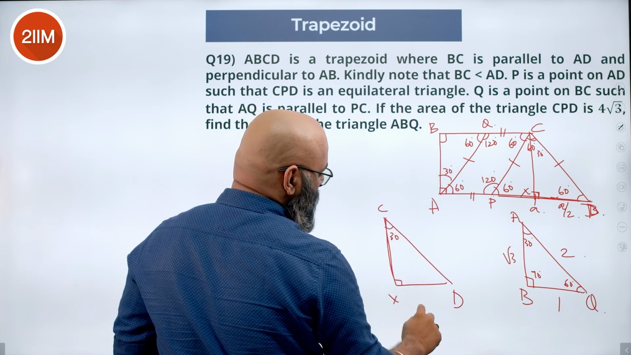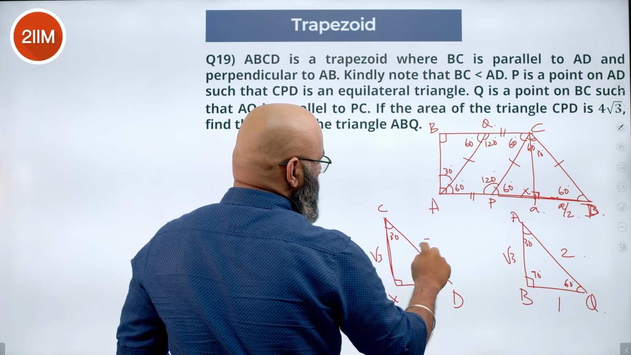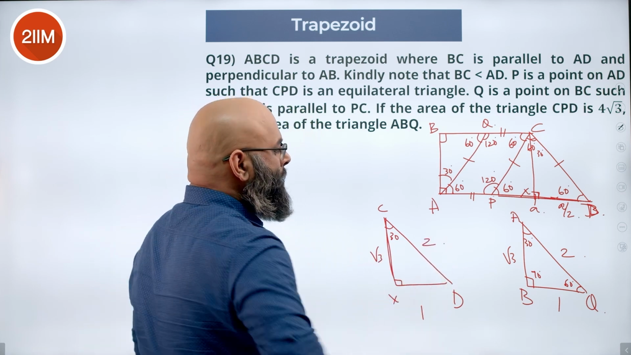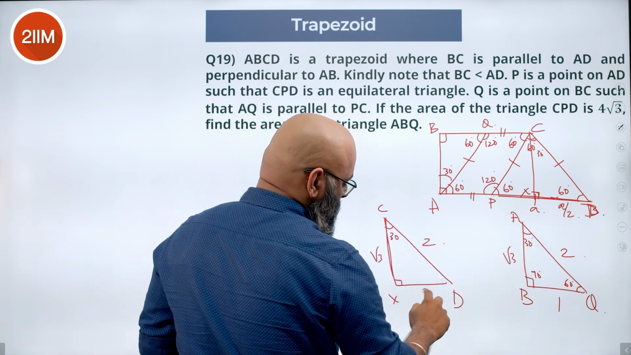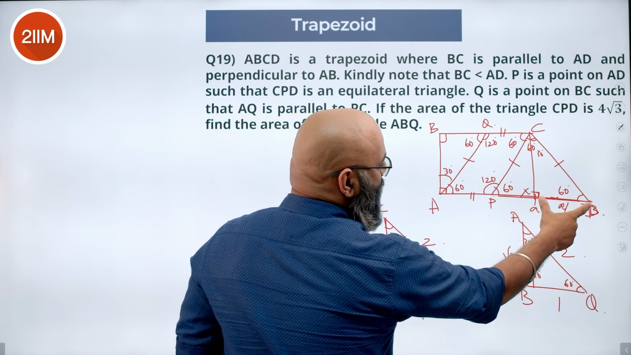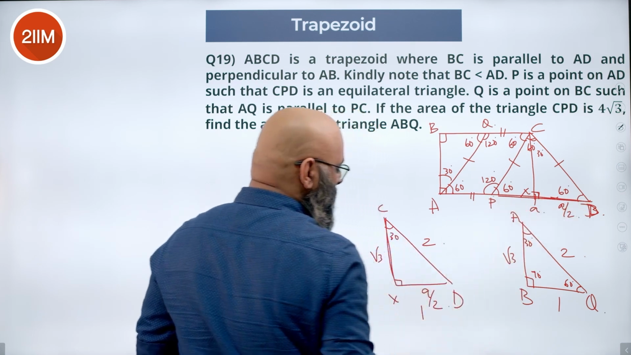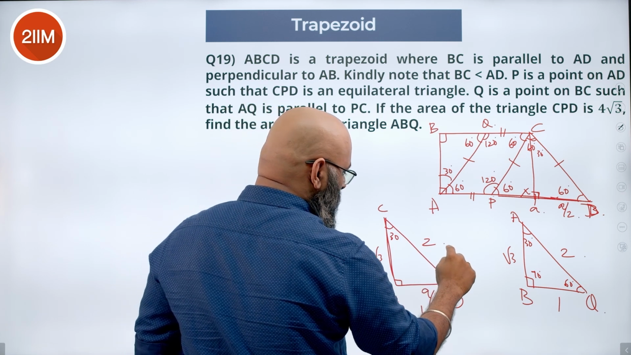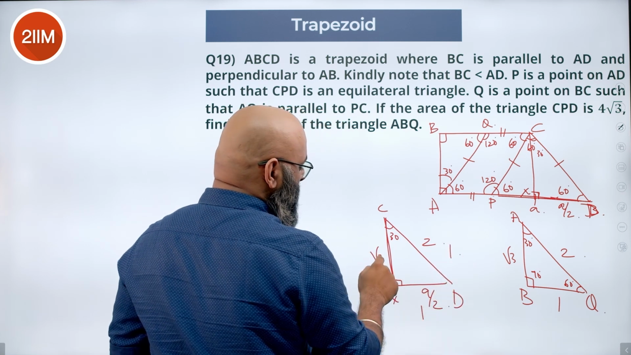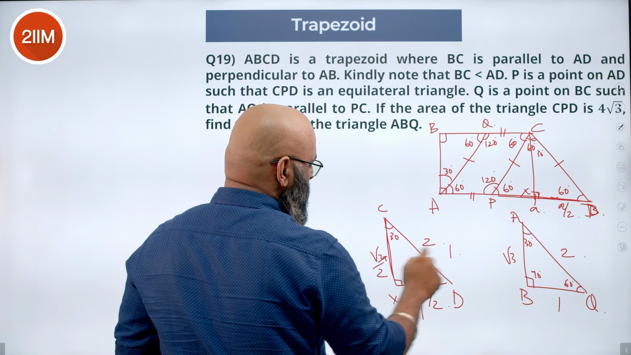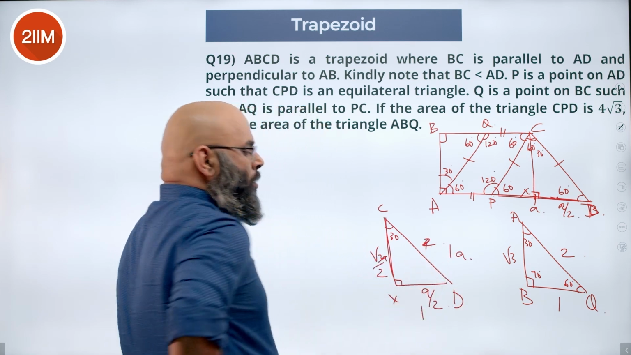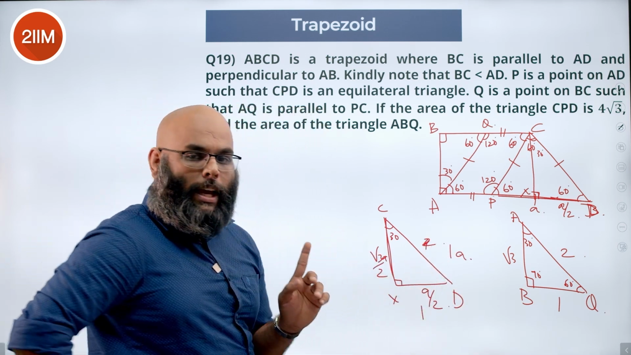That means this has to be 1, root 3, 2. I have this side as A by 2 because this is half of PD. So this is A by 2. So this becomes 1 and this automatically becomes root 3 by 2 A. Now from here we can figure out this area.